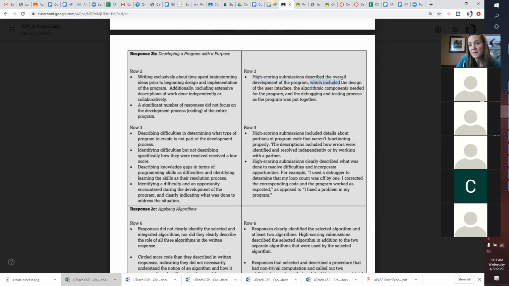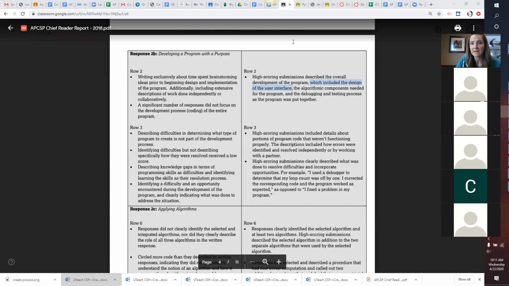That might include, how did you design the user interface? So for instance, is there a welcome screen? Is there some graphics at the beginning? Did you include some instructions on how to use your program? Is there a way that they give input or put their name in? What does it look like when the user interfaces with the program?